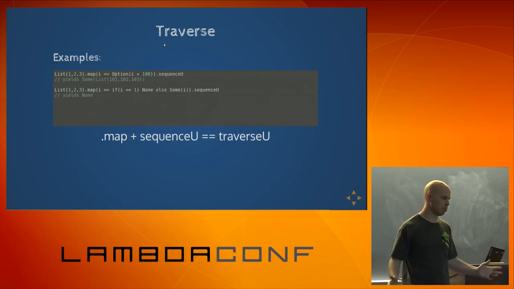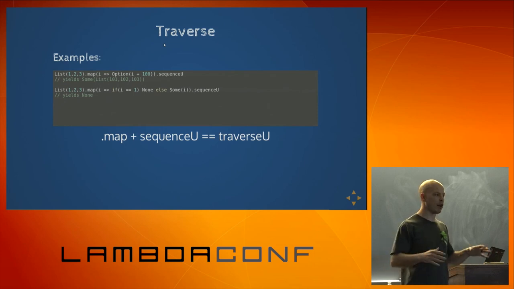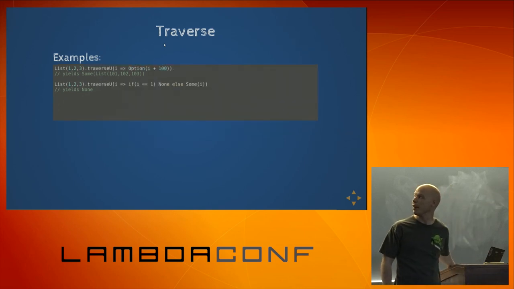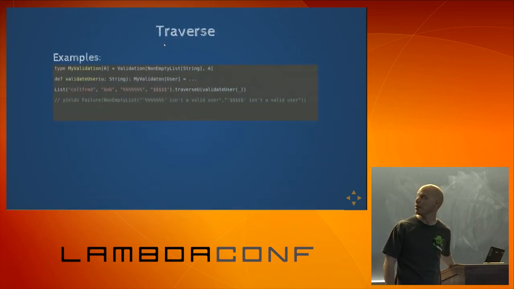It's actually a lot more common than sequenceU. Yeah. You're almost always mapping anyways. But I found myself when I first started using this stuff, I would just write the map and be like, oh, I need to flip this thing inside out, tack the sequenceU onto the end. And then you're like, oh, I see this common pattern. I could do it in one call instead of two. So this is just the same code. I just replaced the map with a traverseU and got rid of the sequenceU, like I mentioned.